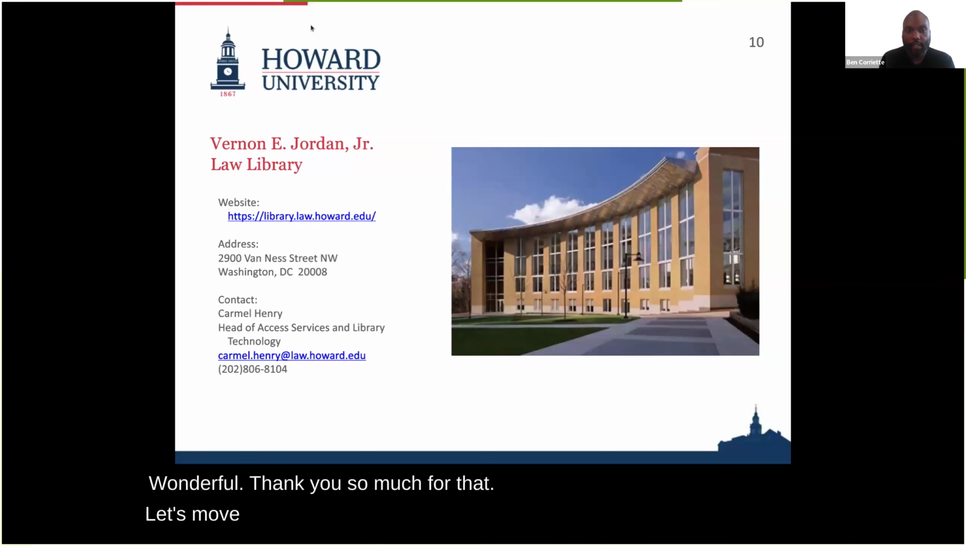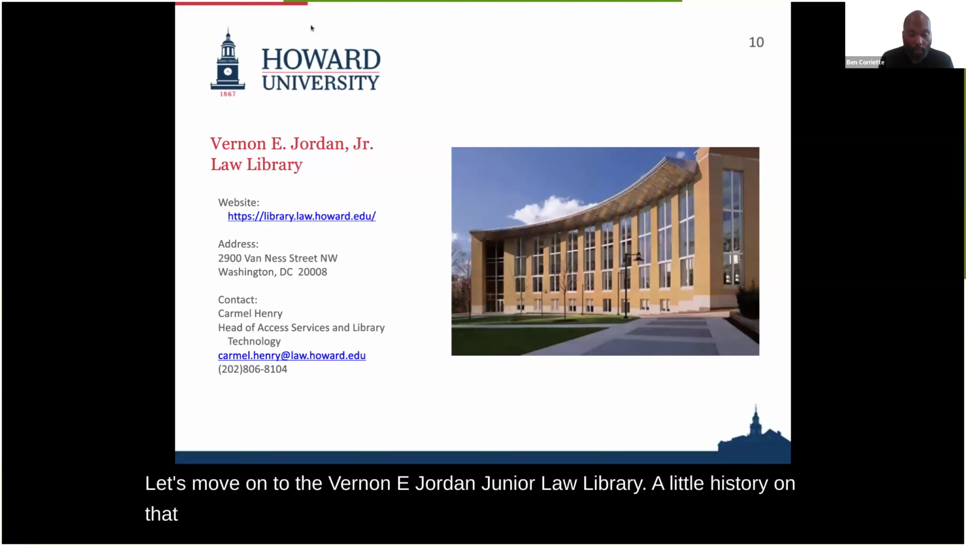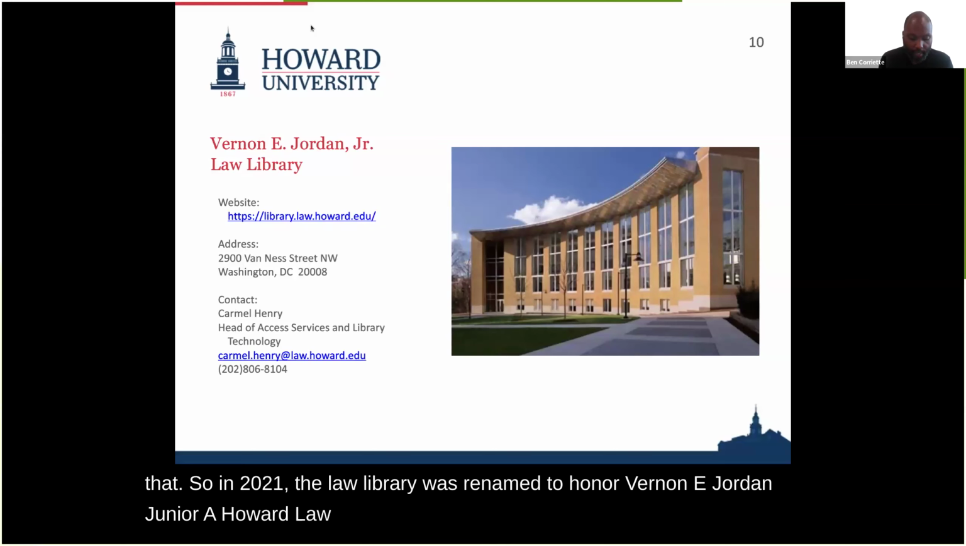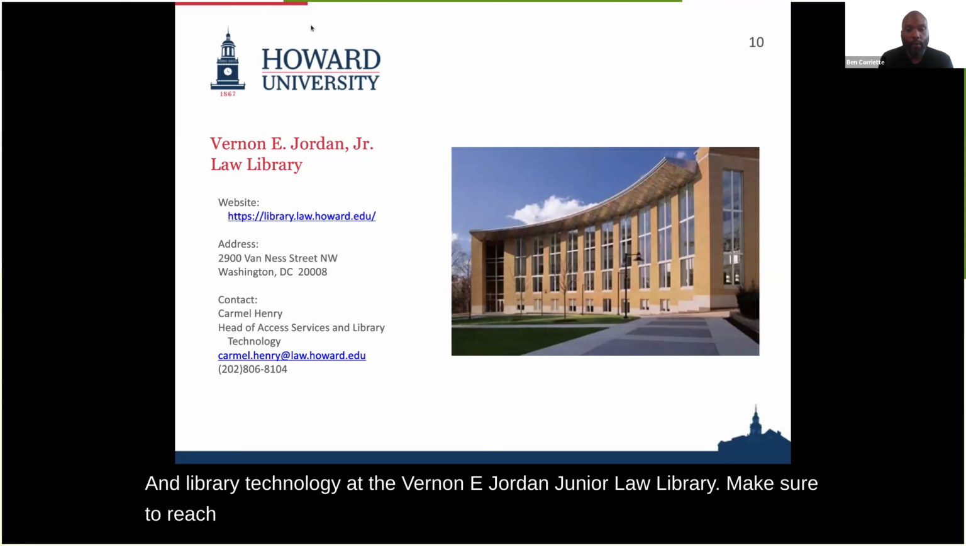Let's move on to the Vernon E. Jordan Jr. Law Library. A little history on that. In 2021, the Law Library was renamed to honor Vernon E. Jordan Jr., a Howard Law alumnus who went on to be a seminal figure in the civil rights movement and a high-profile fixture in the Washington, D.C. area. Now, they do have a specific Access Services librarian. Ms. Carmel Henry is head of Access Services and Library Technology at the Vernon E. Jordan Jr. Law Library. Make sure to reach out to her for any of your Access Services needs.